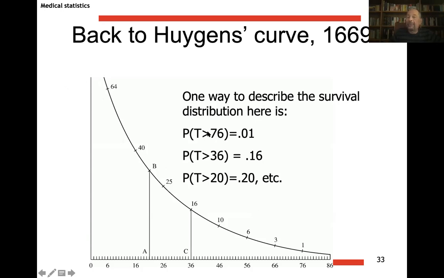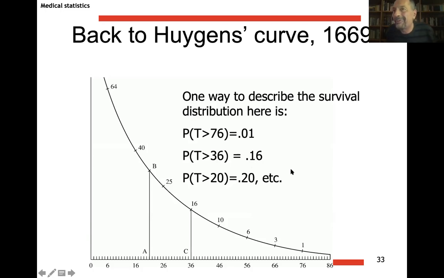You see, the probability of living over 76 years was only 1%. More than 36 years was only 16%. More than 20 years was only 20%. So it's incredible.